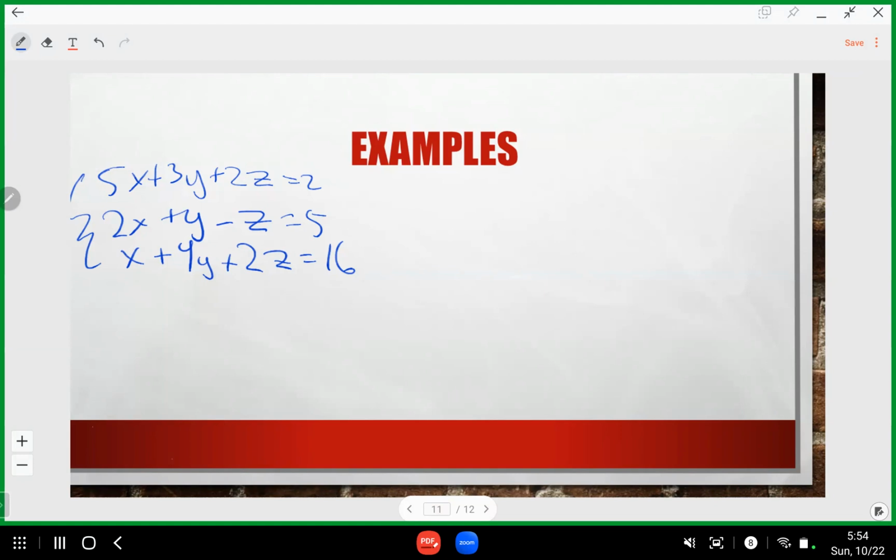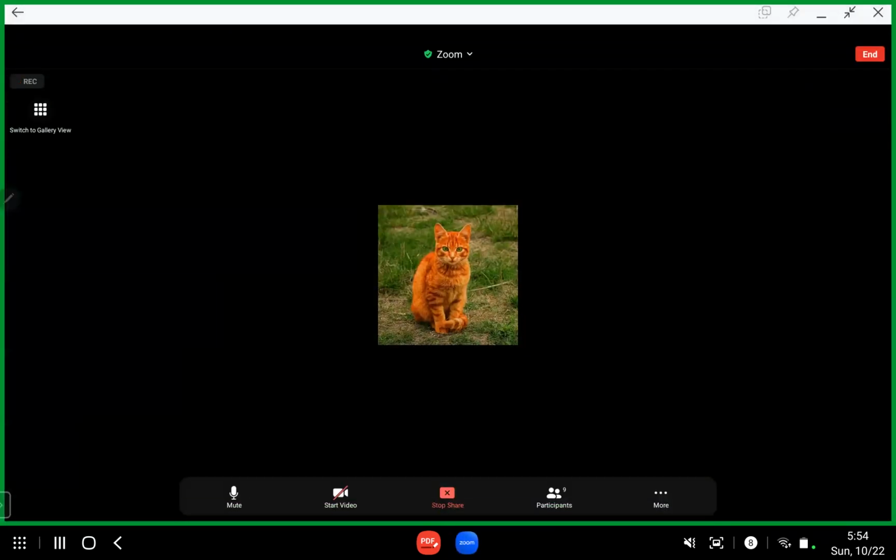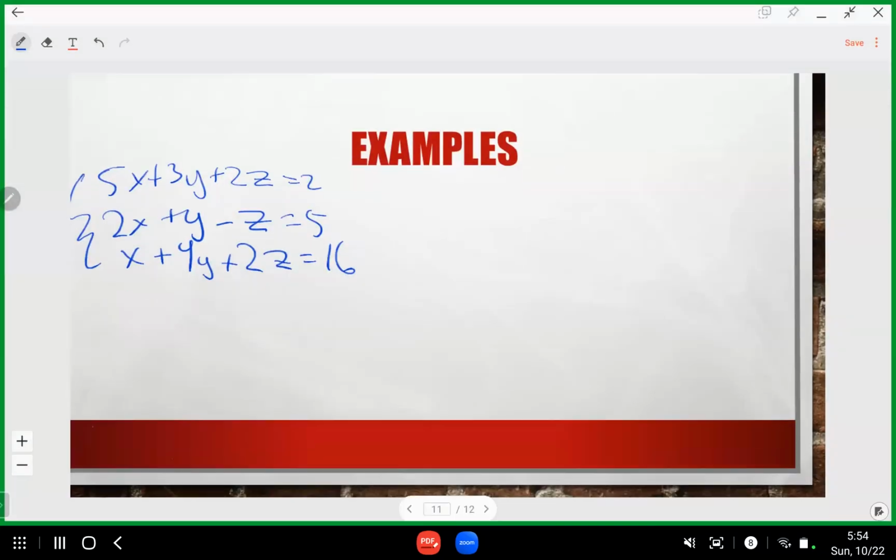All right, so I think it's been a couple of minutes, so let's go over this. So let's see here. 5x plus 3y plus 2z is equal to 2. And let's see which is the best to mess with here, right? Which is the best to mess with?